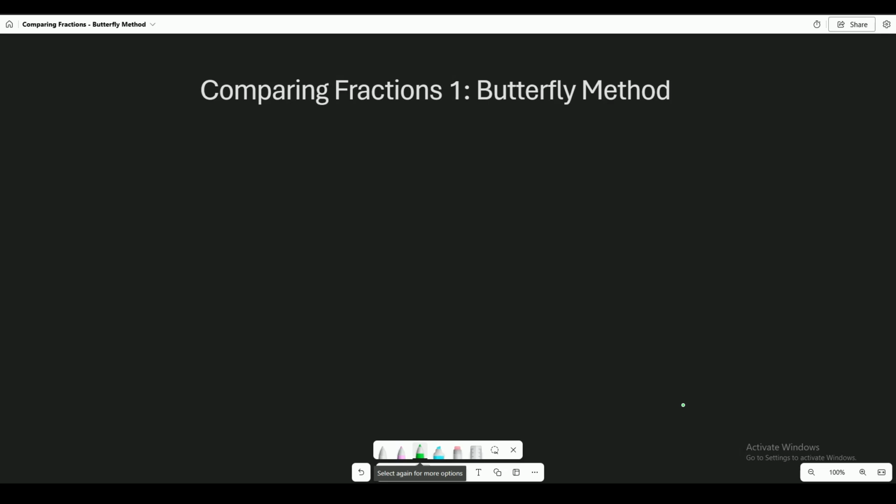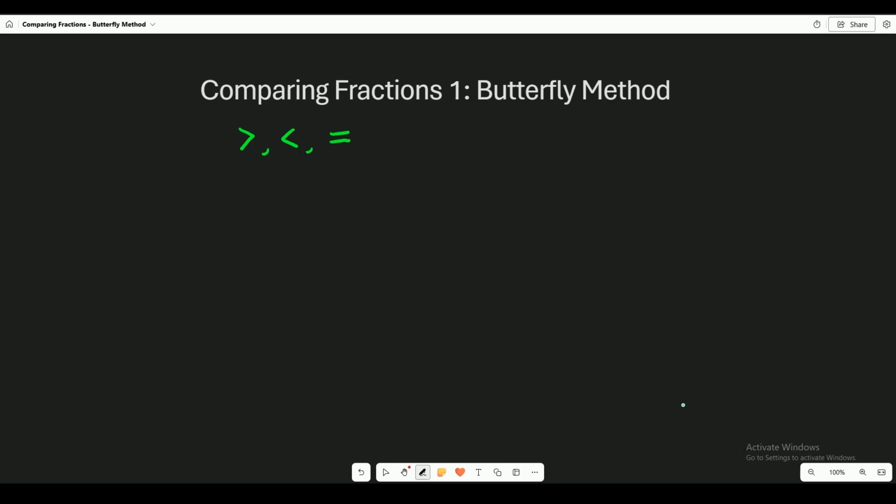In this video, we're going to do a short lesson in comparing fractions, and this will be comparing fractions 1 because there's other methods that I will teach you. But this first method I call the butterfly method. I'm not sure if it has an official name, but that's just what I call it. When I say compare fractions, I'm talking about seeing if fractions are greater than, less than, or equal to. We're going to work with these three mathematical symbols.